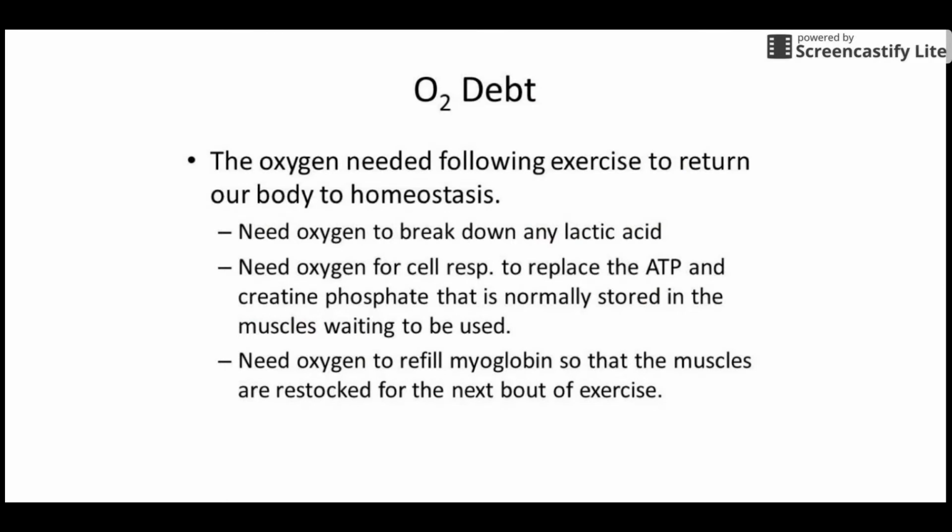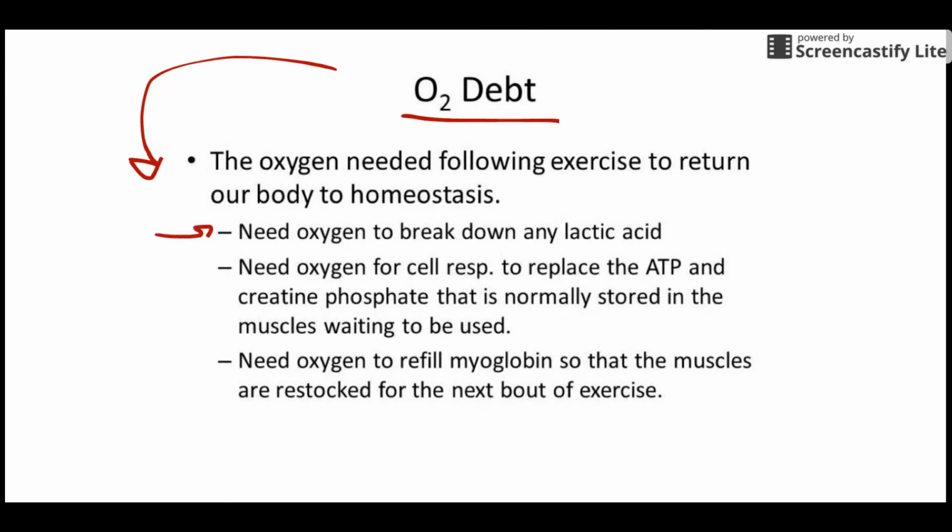So following an exercise, we often have something that's referred to as oxygen debt. Oxygen debt is the amount of oxygen that you need to put yourself back to normal. So you've all noticed it at some point. If you've been running or playing, practicing, or doing something, and you stop, you're still breathing heavy. You don't immediately stop breathing heavy. That's because your body is trying to return to its normal homeostasis state. So it's got to do all of these things.